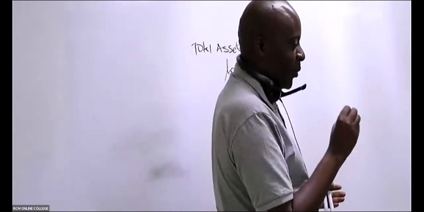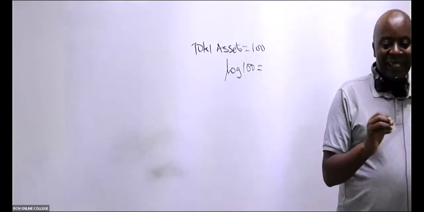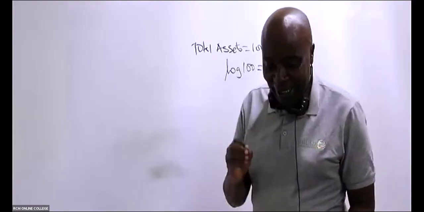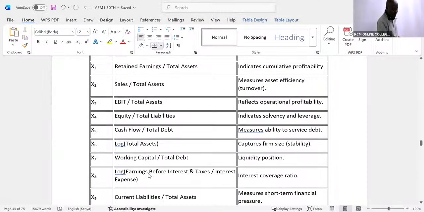Don't tell me that the last time you saw logarithm was when you were in high school. I hope you're able to see the logarithm in that calculator. So that should not scare you at all, because you'll simply follow the rules. All right. And then we have in this case here, you can see X7 is working capital, everything. Also be careful with X8. You need to get log over that quotient.